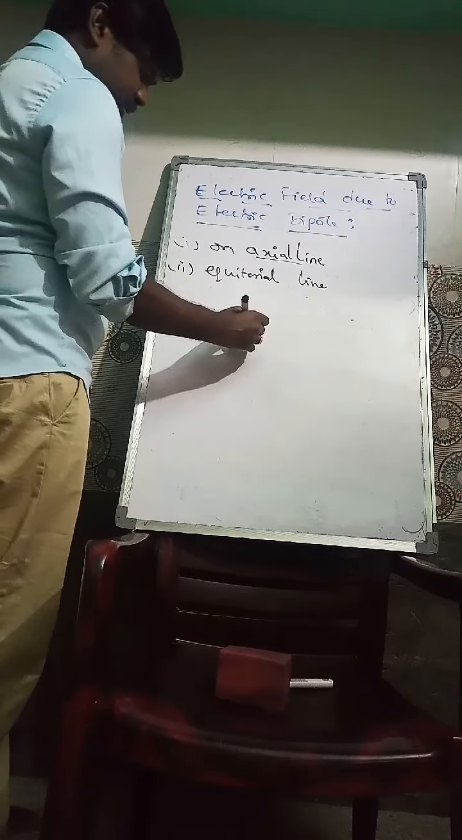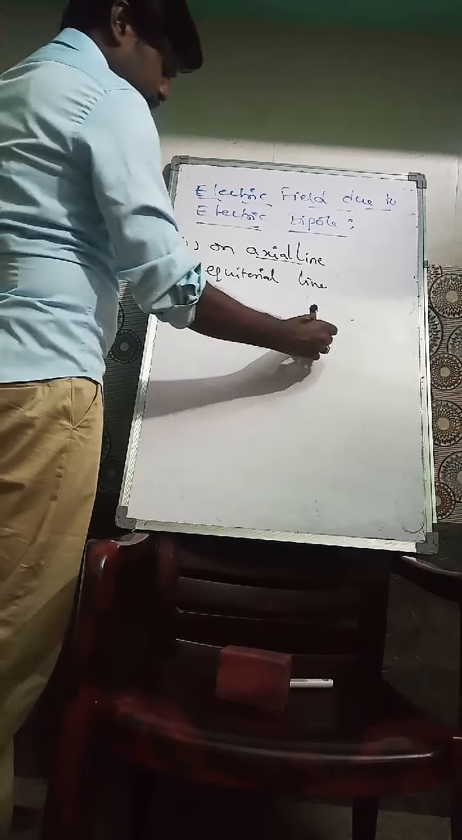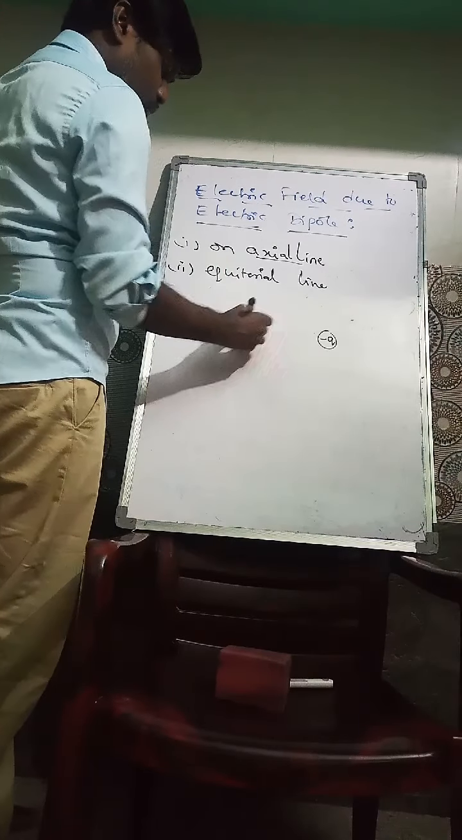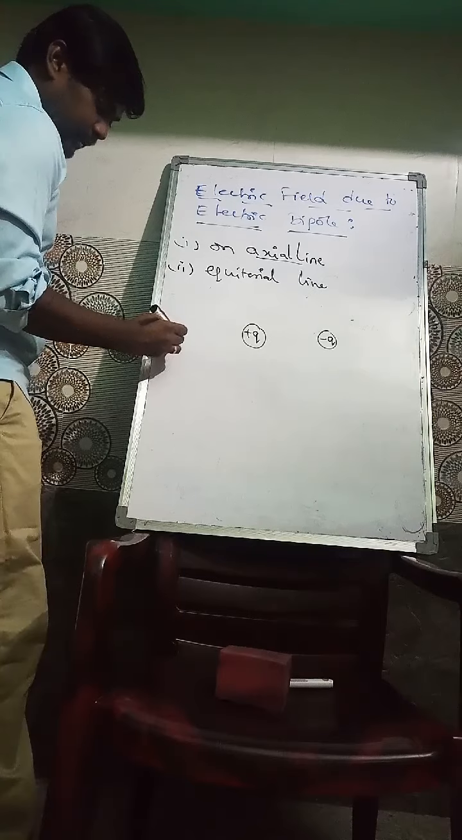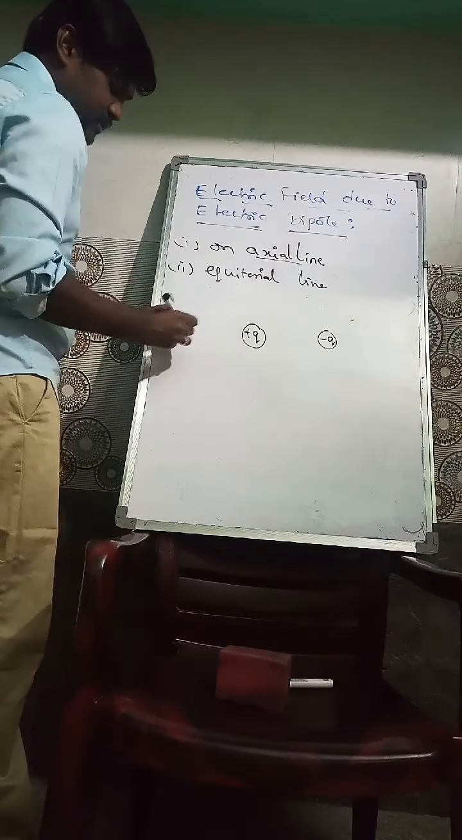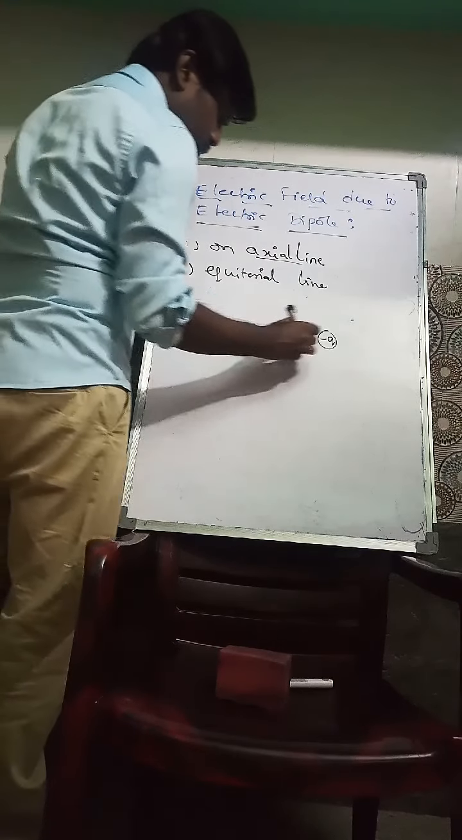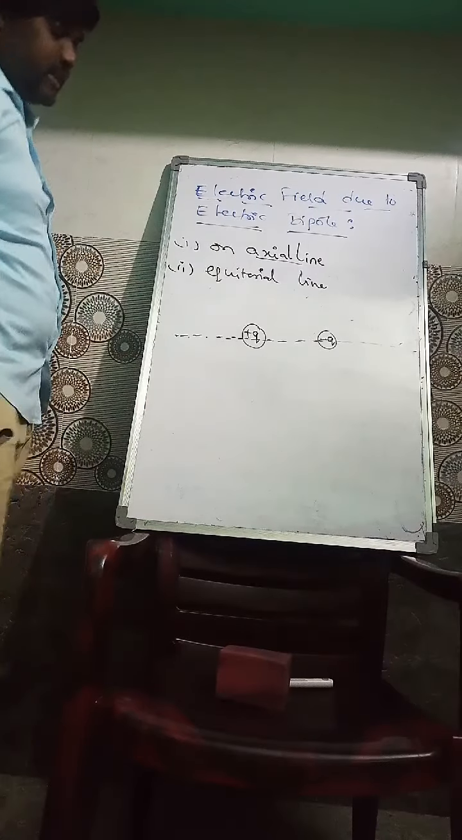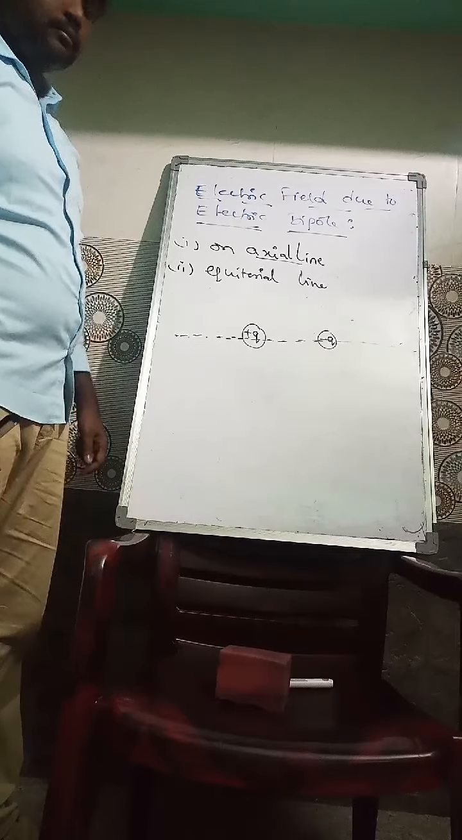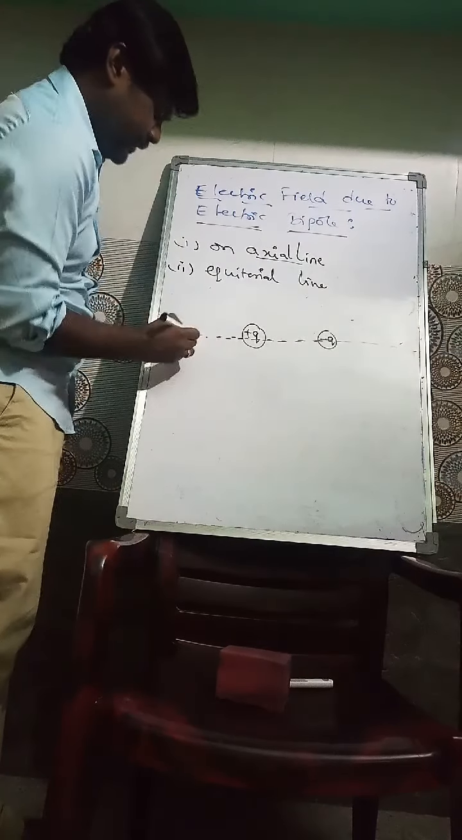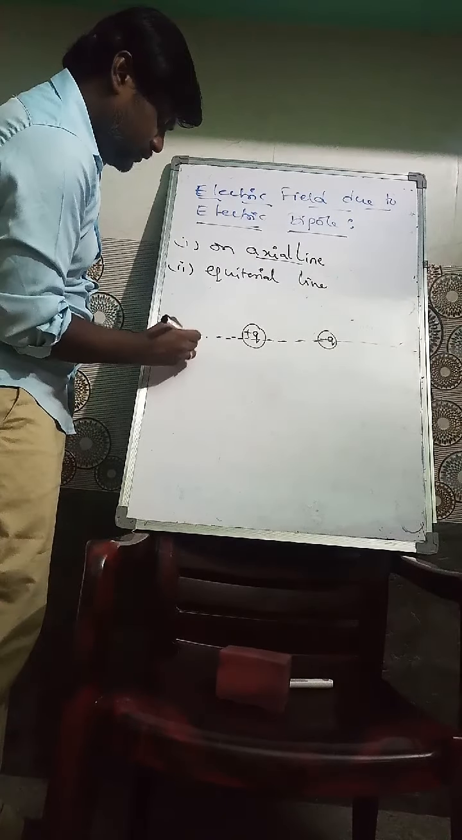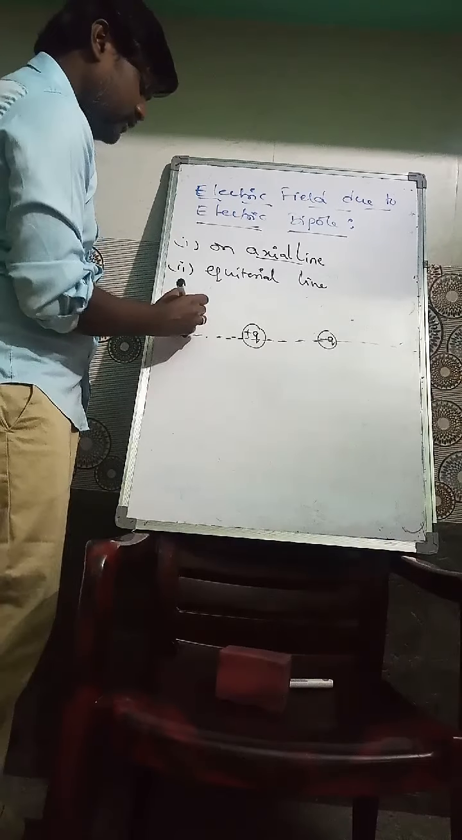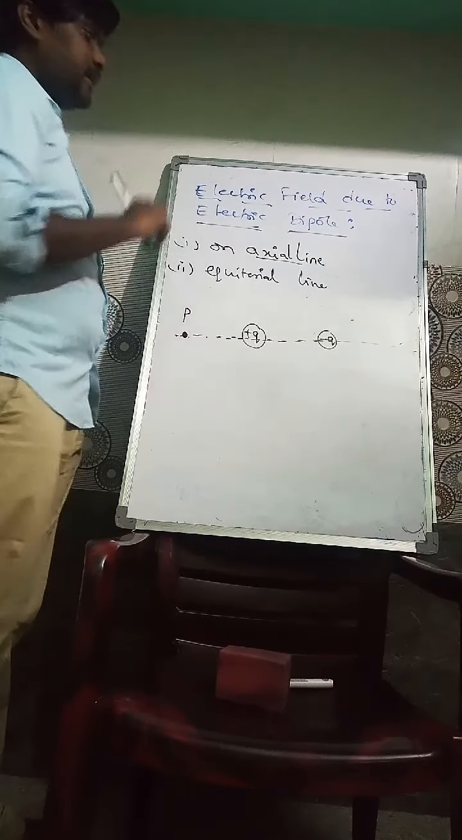Axial line means, suppose this is plus q and this is minus q, the line which joins the two charges. This is called the axial line. Simply, the axial line is the line which joins the two charges in a dipole. So at a point on this line, due to these charges, we are going to find the electric field.